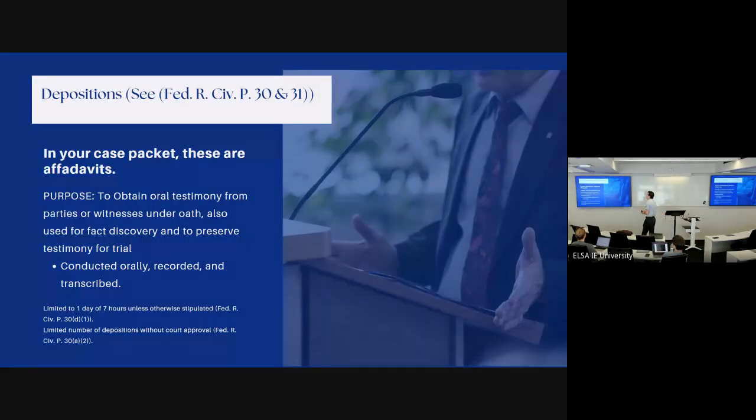Depositions. All right. This is Civil Procedure 30 and 31. This is basically your affidavits, those witness statements that you see. It's a statement of whoever. Basically, an affidavit or a deposition, usually they're way longer. They're like 20, 30 pages long. Obviously, we've shortened them, so that this trial doesn't take like 8 hours. But this is basically to obtain testimony from the witnesses or parties that are going to testify under oath.